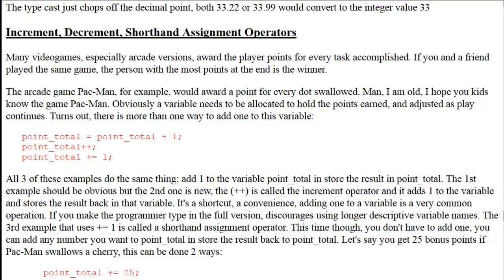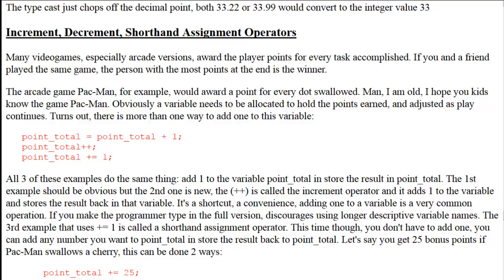Adding 1 to a variable is a very common operation. If you make the programmer type in the full version, it discourages using longer descriptive variable names. The third example that uses plus equals 1 is called a shorthand assignment operator. This time, though, you don't have to just add 1. You can add any number you want to point total and store the result back in point total.